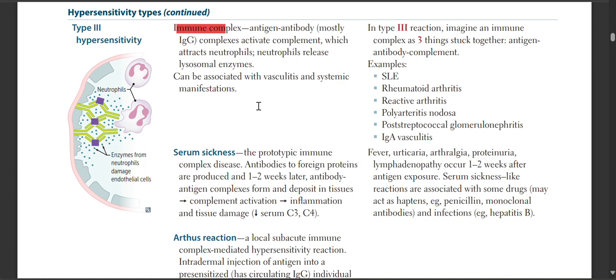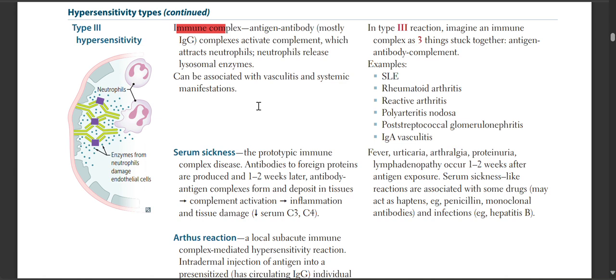Now, if the immune complex deposits anywhere, you will have inflammation around that area. That is the entire idea behind a type 3 reaction. Type 2 was very targeted. It was against a specific antigen. But type 3, it's wherever the complex can deposit.